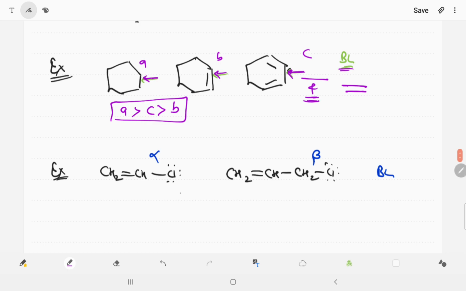Now in the next example there is a bond length, there is resonance in one and no resonance in the other. So beta has more bond length than alpha.